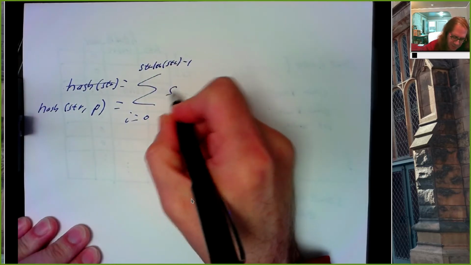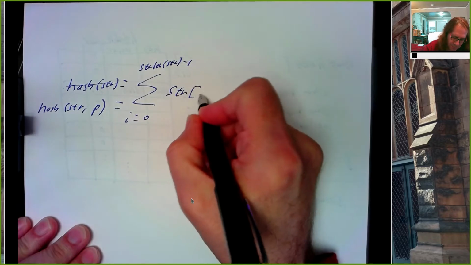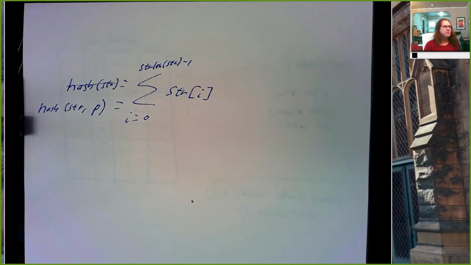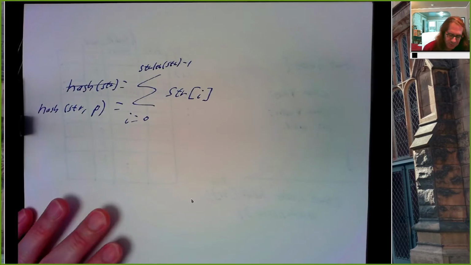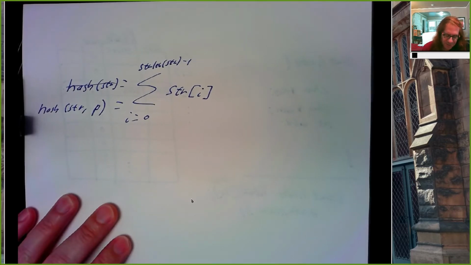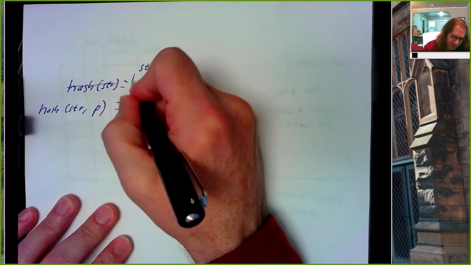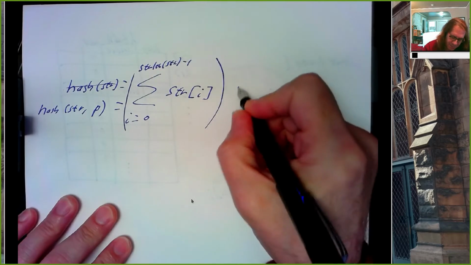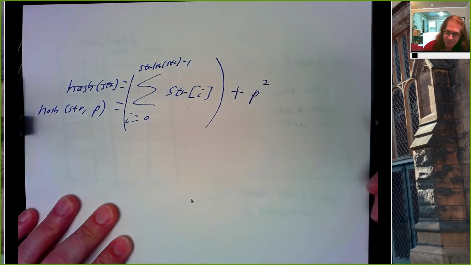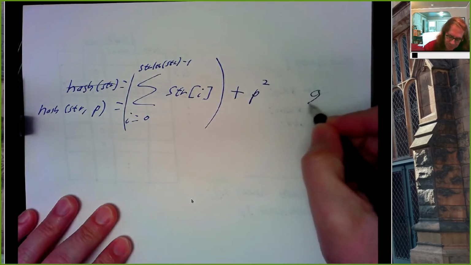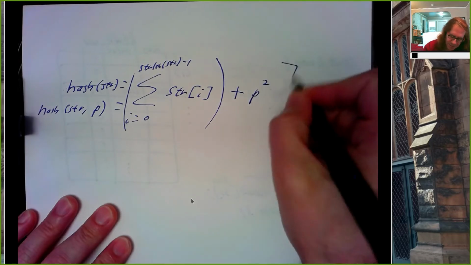So same deal. Add up the ASCII codes of each character in your string. So go up to string length -1, so you get every character. Don't worry about the null terminator. Add that up, and then to that sum, add the square of the probe, and then reduce all of that mod 31.